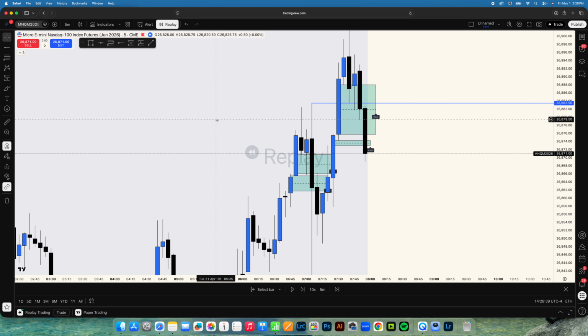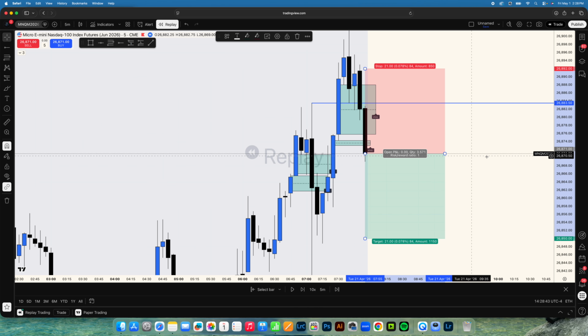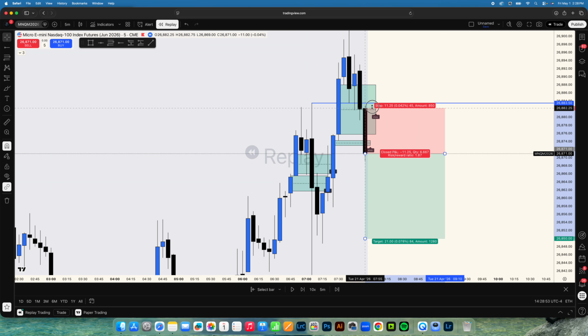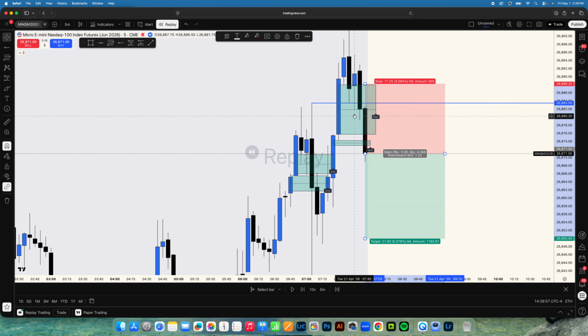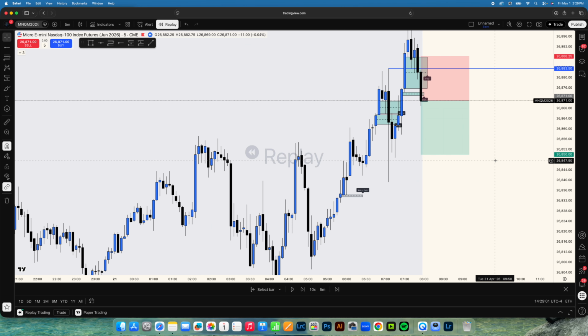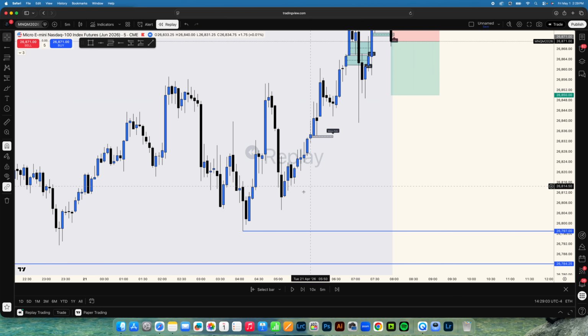Now what we would do is immediately take entry when this candle is closed. We put a short position here, and with the stop loss, we're going to place that just above this fair value gap that we just inversed. And then for the take profit, you have all of these lows you could target.